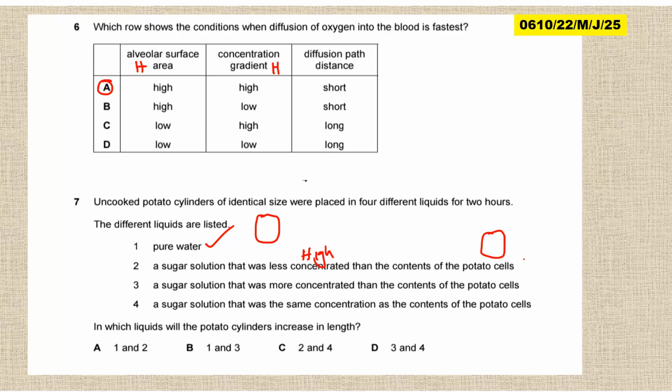Then a sugar solution that was more concentrated. If it was more concentrated, then the potato will lose water and shrink. Then the sugar solution that was the same concentration, nothing will change. It will remain the same. Now, what is the question? In which liquid will the potato cylinder increase in length? So it is in 1 and 2, and the answer is A.